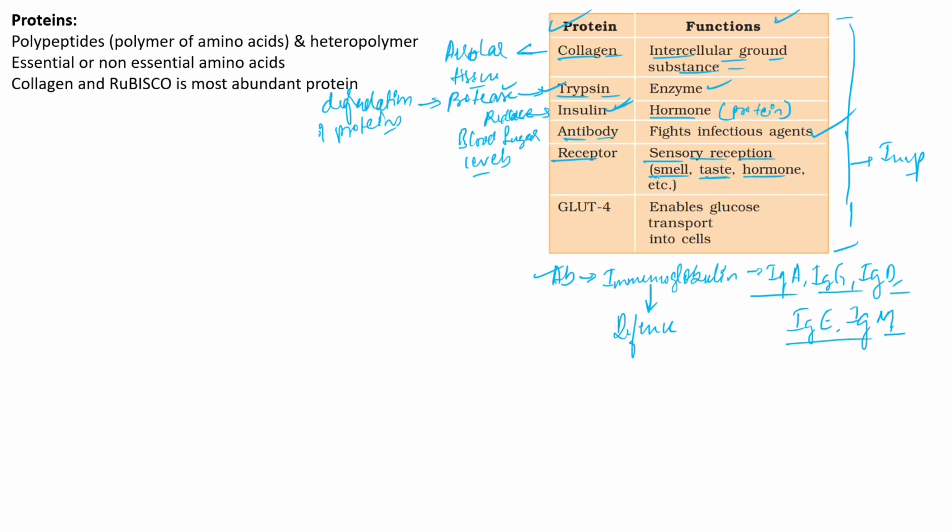Sensations such as smell and taste are mainly because of receptors, and even receptors are proteinaceous in nature. And finally, we have GLUT. Try to remember this. It is one of the most important in the table, okay? Because in previous examinations, I have seen a few questions that mentioned GLUT4.